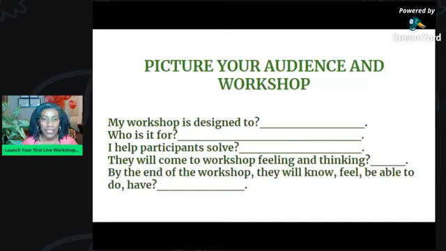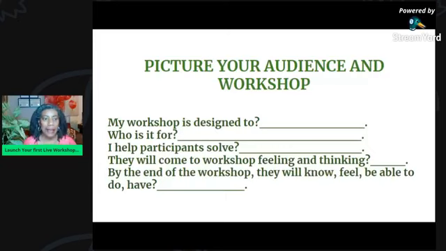designed. Who is your target audience? Now, your workshop is designed to do what? Who is it for? And you help participants solve what? What is their pain point? What issue or problem do they need to solve or resolve that you are capable of helping them with? Then they will come to your workshop feeling and thinking, how will they feel?